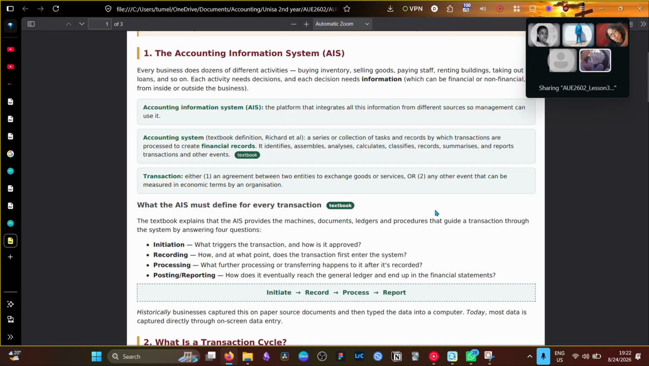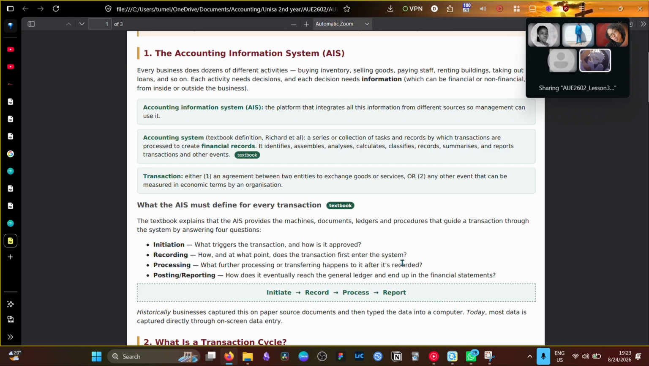What the accounting information system must define for every transaction is, first, the initiation: what triggers the transaction, and how is it approved. Second, recording: how and at what point does the transaction first enter the system? Third, processing: what further processing or transferring happens to it after it's recorded? And last but not least, posting or reporting: how does it eventually reach the general ledger and end up in the financial statements?